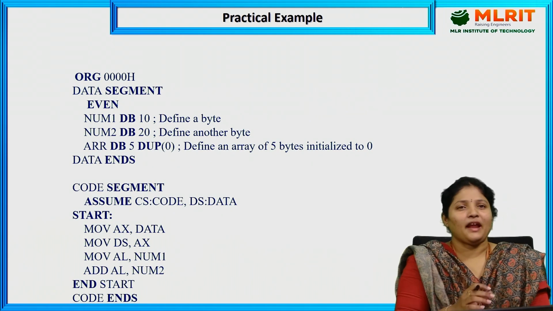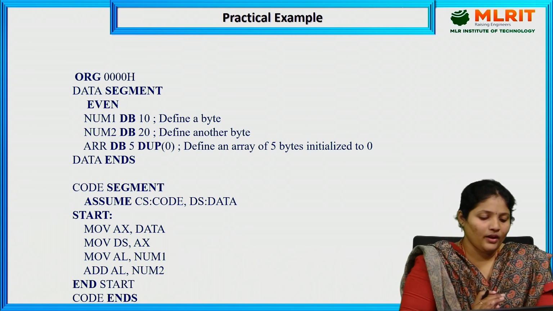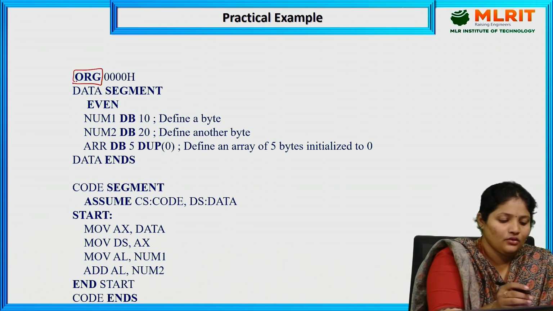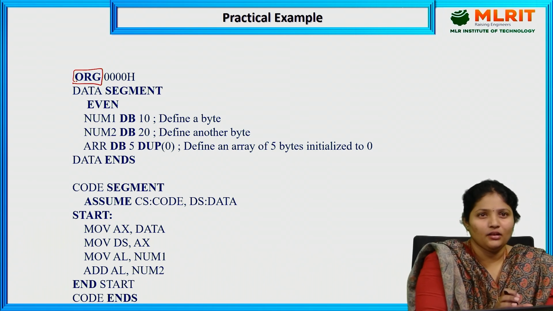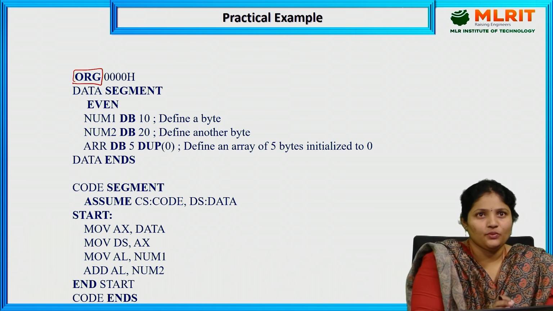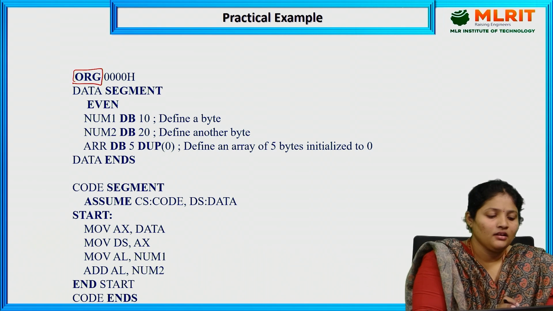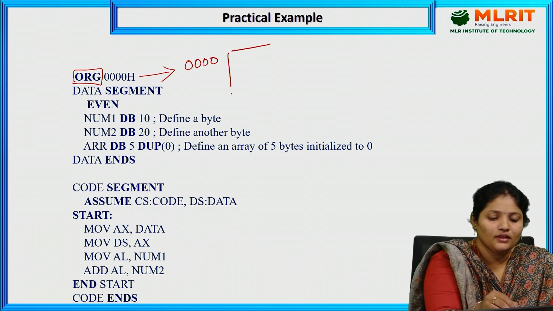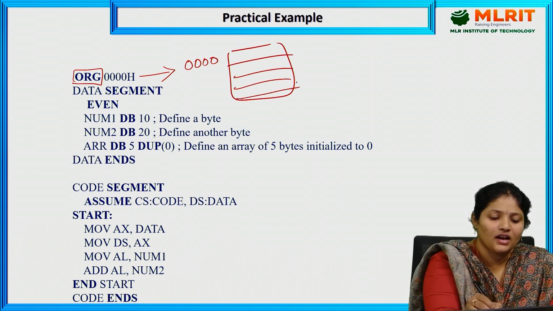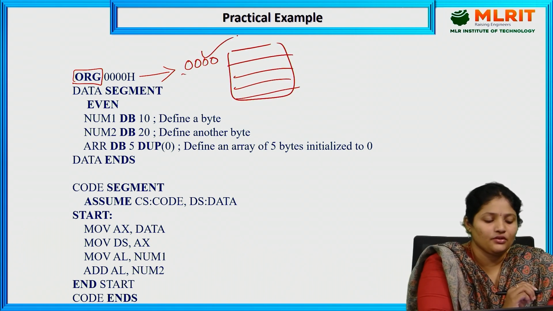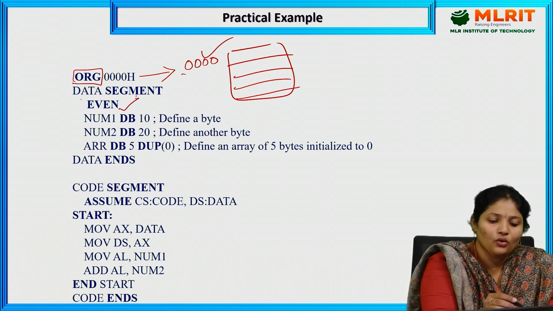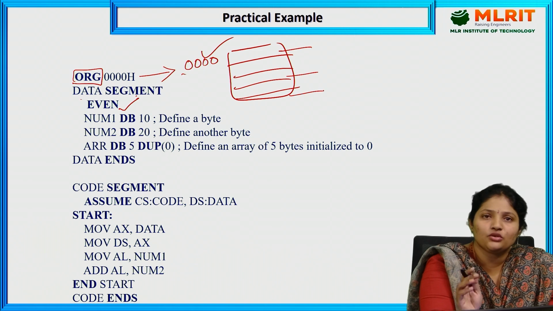Coming to the practical example, this is one example here. The highlighted parts are the directives which we have discussed in these slides. Here, with origin, the address location will start at 40. So the memory which we are using will start with address location 40. Next, in the data segment, I've been using even, so only even locations will store the data.